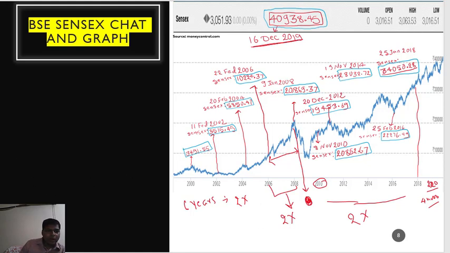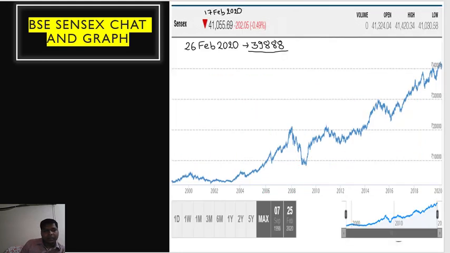So now let us look at today's price. The 17th Feb price is 41,000, and the 26th Feb price is 39,888 after the correction in February.